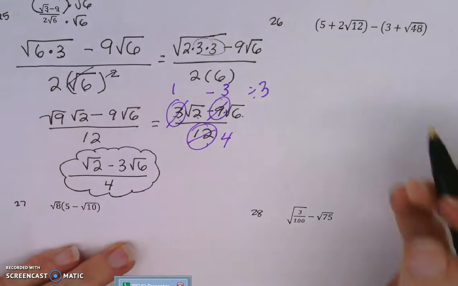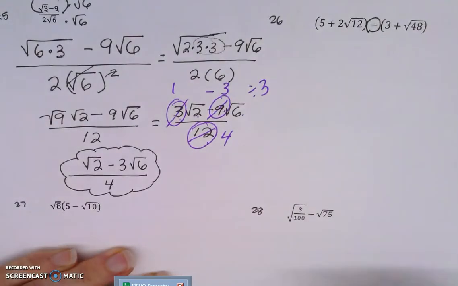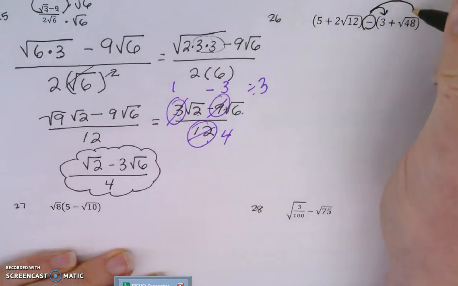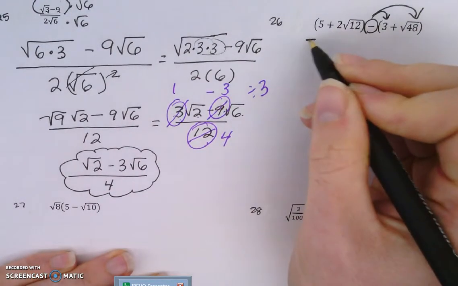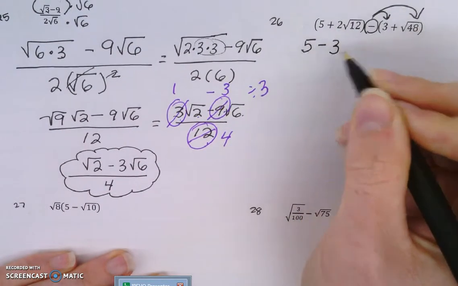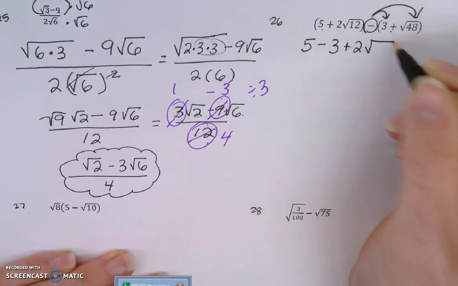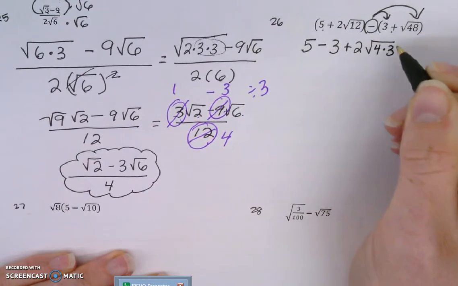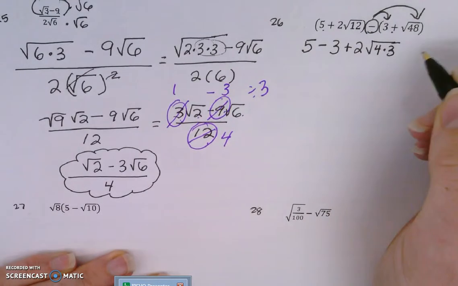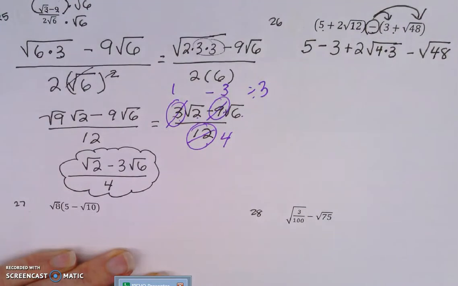Taking a look at 26, I have this negative sign that I need to distribute to the 3 and to the square root of 48. So remember that this is going to end up being 5 take away 3 plus 2 square root of 12, and I'm going to rewrite the square root of 12 as the square root of 4 times 3, minus the square root of 48. Awesome. So let's keep going.